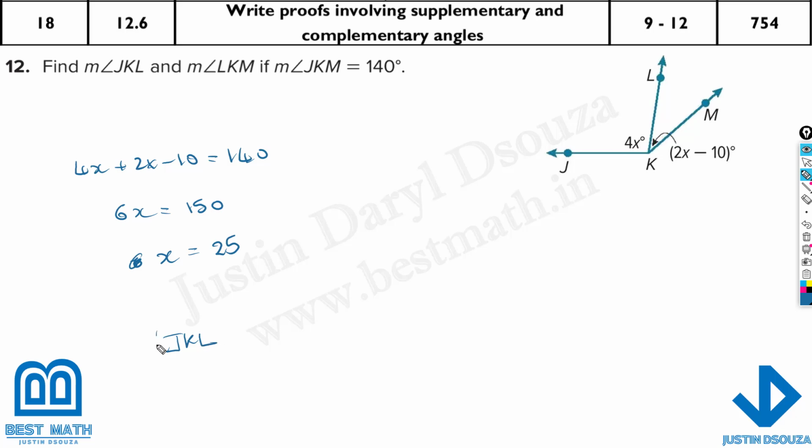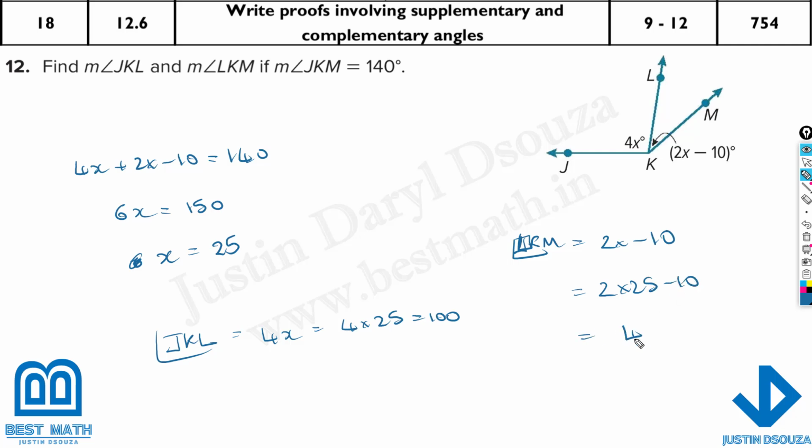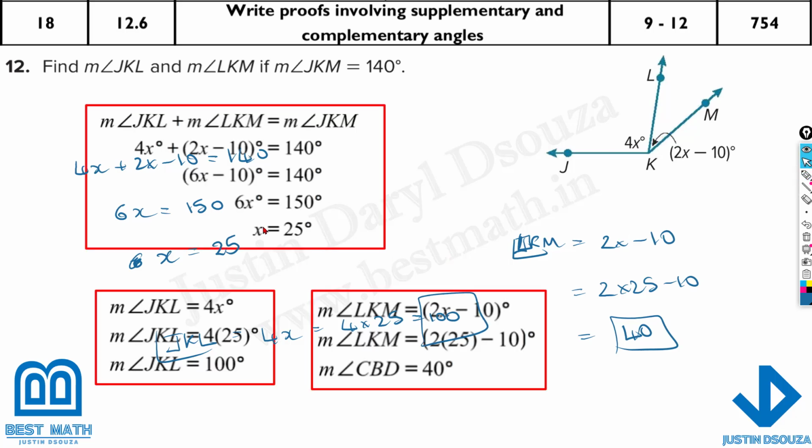Measure of JKL will be equal to 4x, that is 4 times 25, that's 100. And what about the other measure? LKM, sorry, not JKM, we have to do LKM, that'll be 2x minus 10, that is 2 times 25 minus 10, that'll be 50 minus 10, that's 40 over here. So those are the answers, 100 and 40. X value was 25.